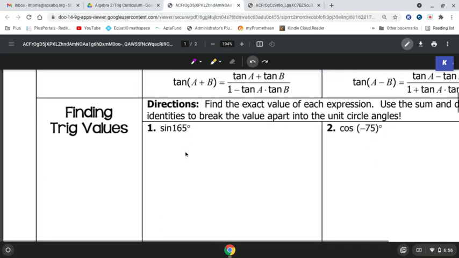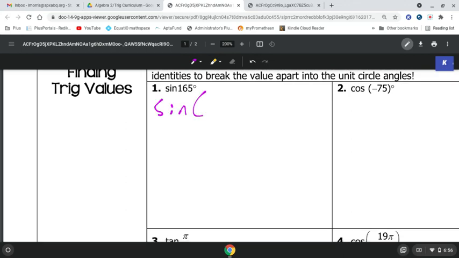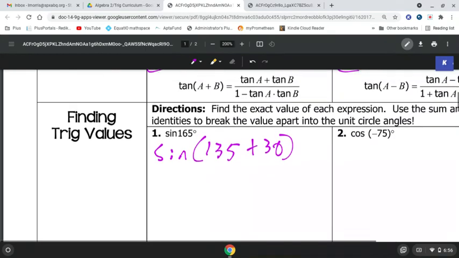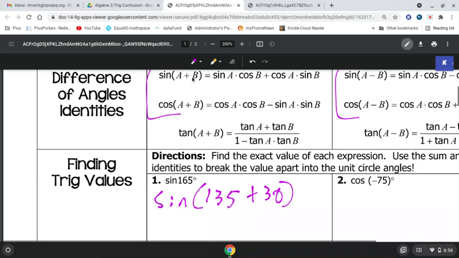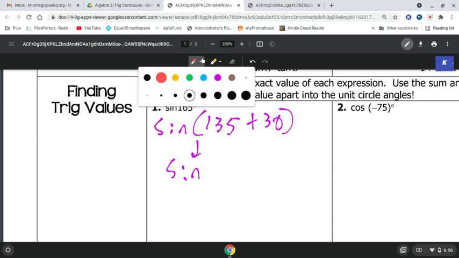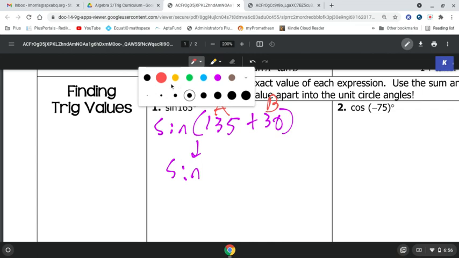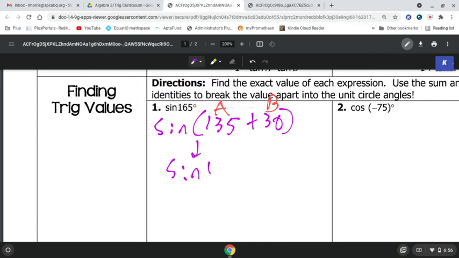So first, let's just write down sine of 135 plus 30. So that's the same thing as A plus B. Now, if we know that, we can break this down into sine. So if we want to label 135 A and we want to label 30 B, then we're going to break this down into sine of A, which would be sine of 135, plus, or actually I think it's times next. Let me look.